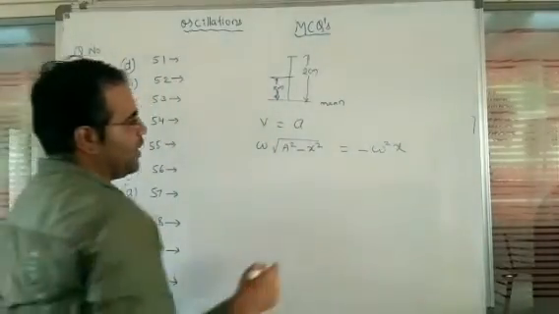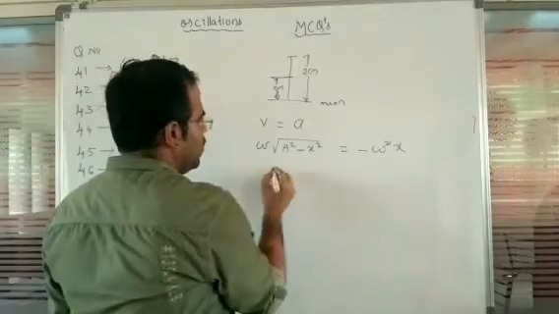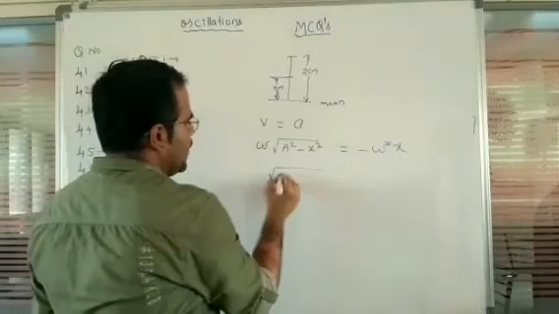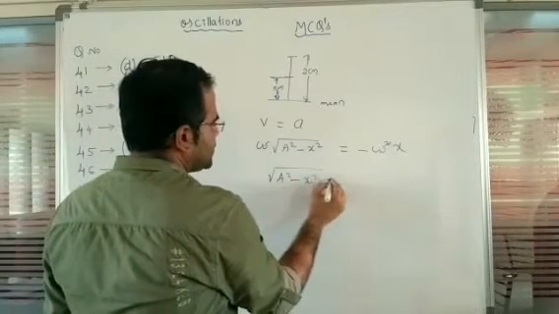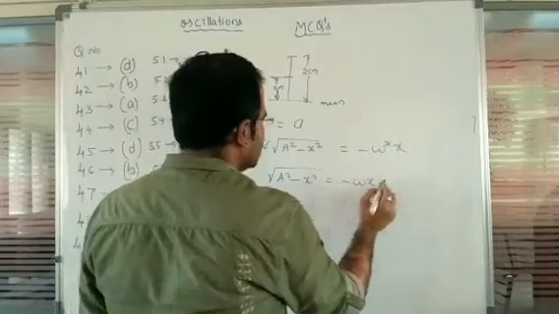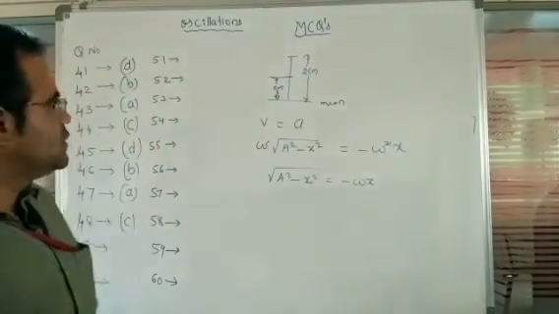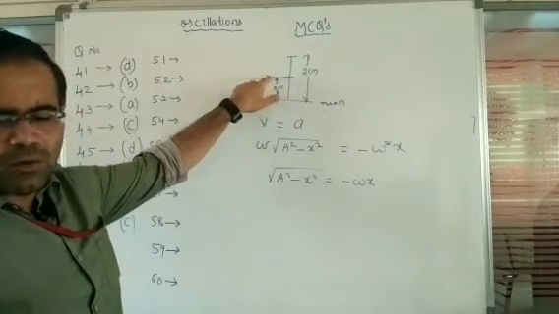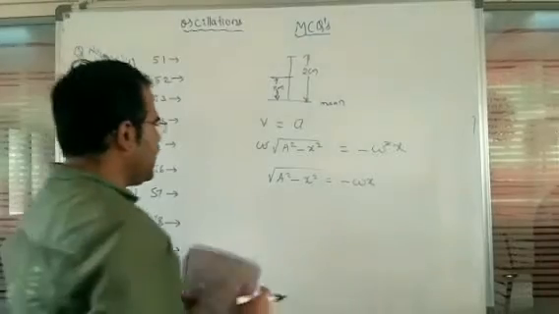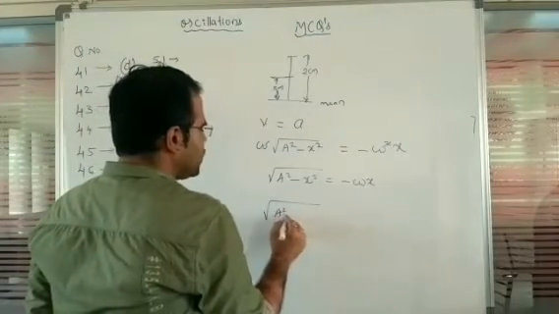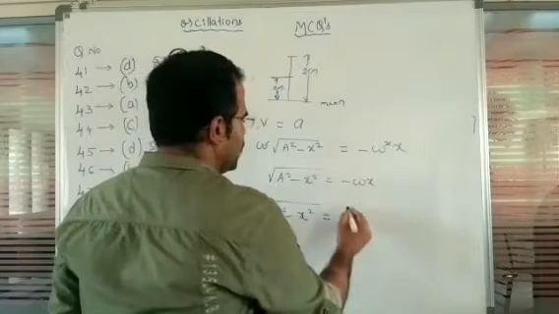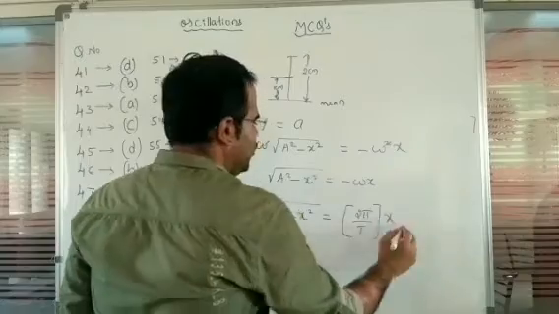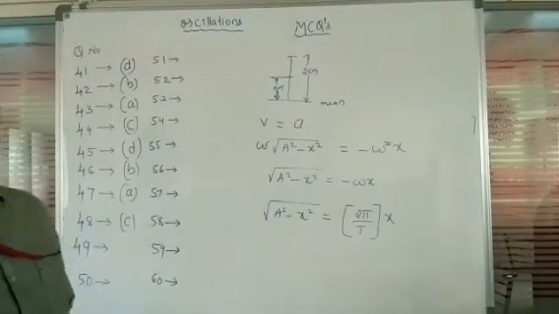In that one, omega and omega get cancelled. Now the equation that is left out here: under root of a square minus x square is equal to minus omega into x square. So this is when we observe for 1 centimeter. When we observe for the 1 centimeter, again we have the equation under root of a square minus x square is equal to, now the omega, so 2 pi divided by a capital T, into x square. So this is the theoretical equation.